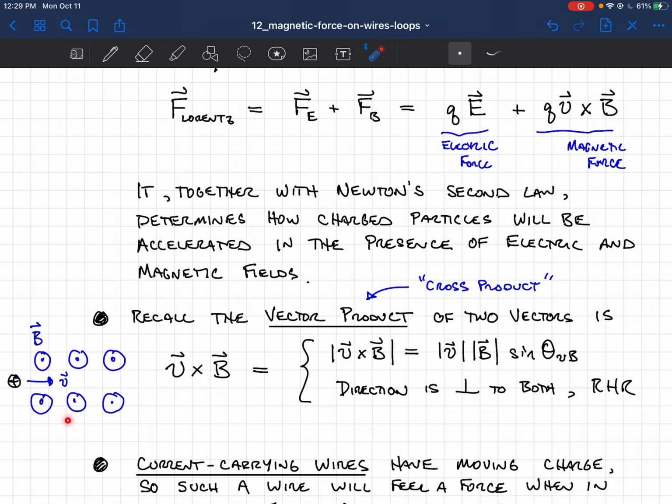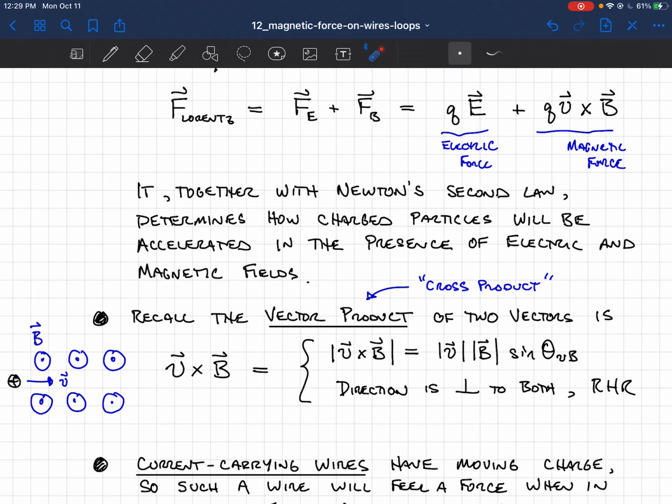Now we choose which one it is by using the right hand rule. And we do that by taking the fingers of our right hand and holding them up to the right along with the first vector. So you point your fingers along the first vector, V. So now my fingers are pointing to the right across the screen.